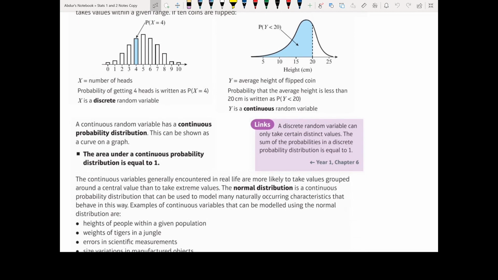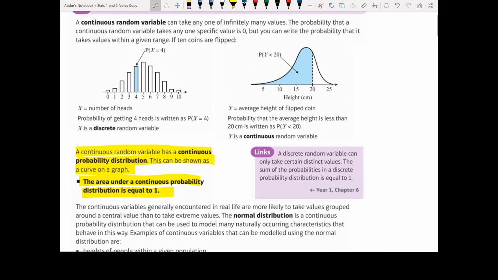Other key features that we need to understand here is that a continuous random variable has a continuous probability distribution, which can be shown as a curve on a graph. And the area under a continuous probability distribution is equal to 1. And such a continuous normal distribution can be shown here through this curve, and the area underneath this curve is 1.